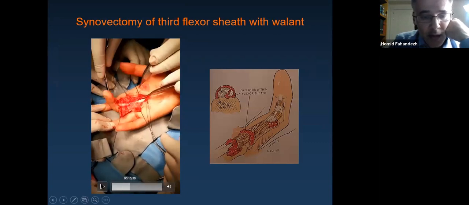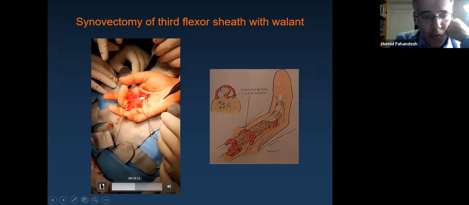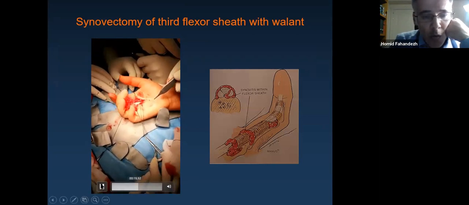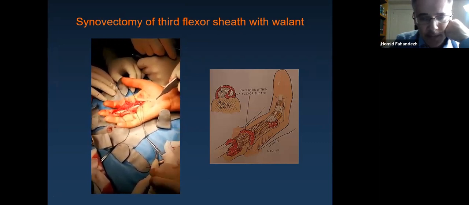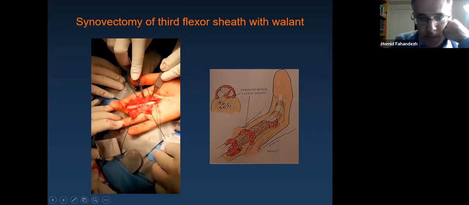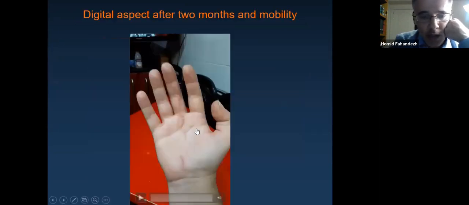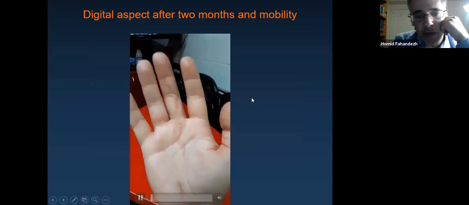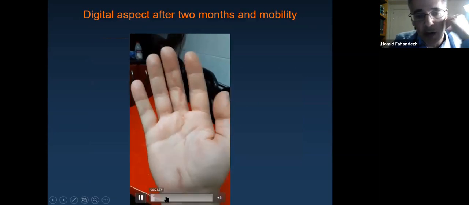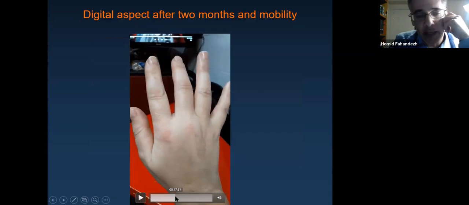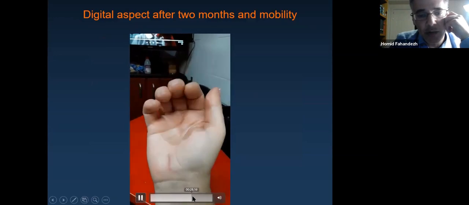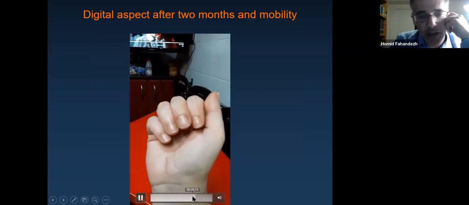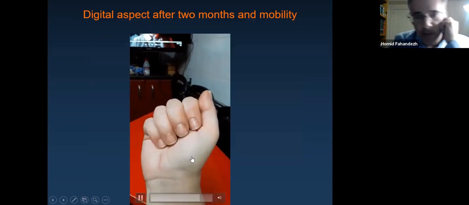The Walant will help you to check in the OR the movement of the patient during the surgery. And it also allows you to show the patient the result, and it will help you very well to have a good result in the clinic. This is the patient after 2 months, and here is the flexion mobility of the fingers. And you can also see all the scars of the surgery.